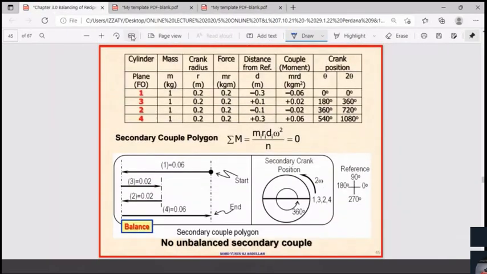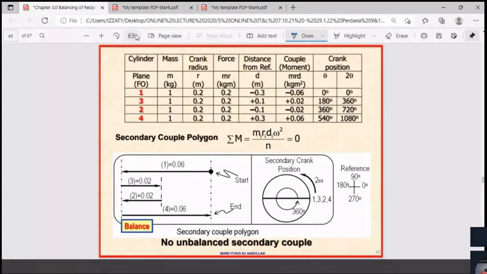This is interesting. You will know that when you construct this crank diagram, it shows to you that it is not balanced. But remember, this crank diagram is valid for what? It is only valid for forces, whether primary or secondary. It is not valid for couple, because for the couple you need to construct the polygon.